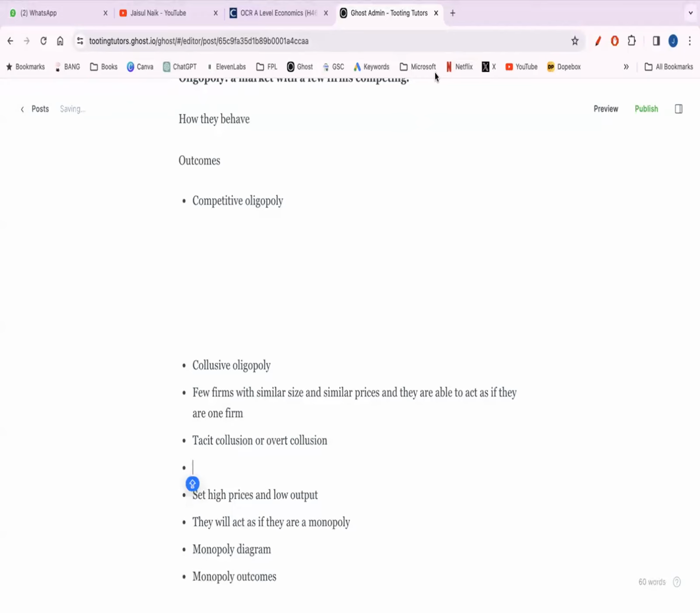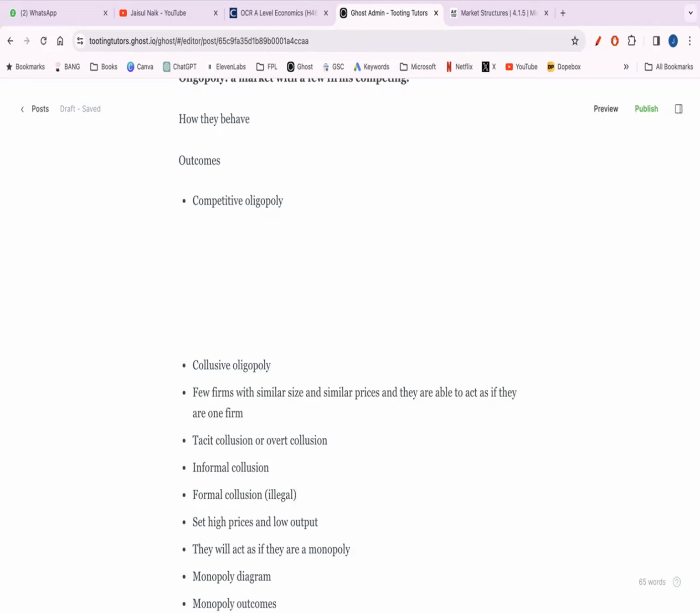Okay, so tacit collusion is informal collusion, and overt collusion is formal collusion, which is illegal. It's when firms actually agree on setting high prices, price fixing in the market, and keeping output low so that everybody has to pay a lot of money for their thing.